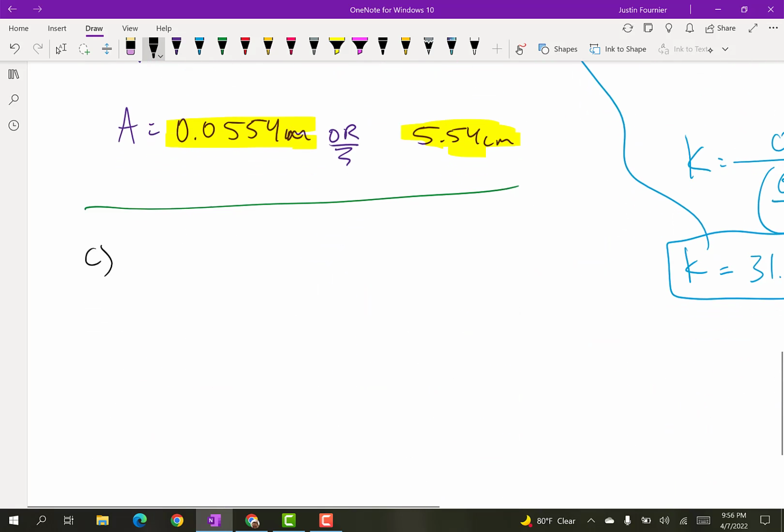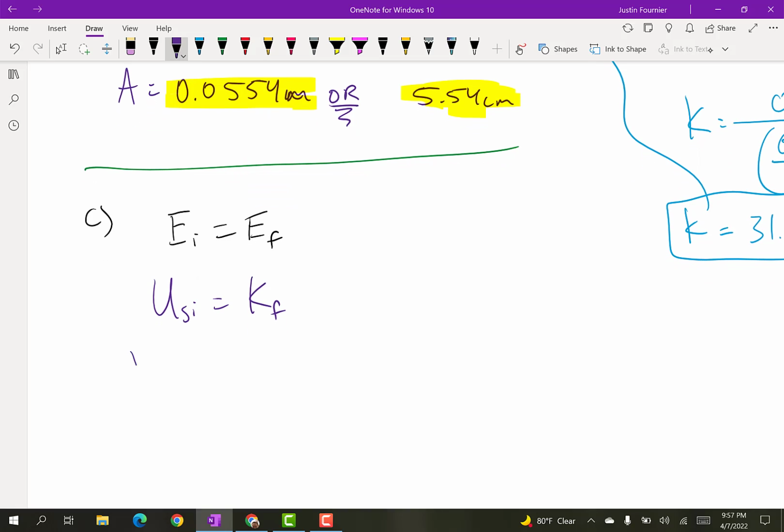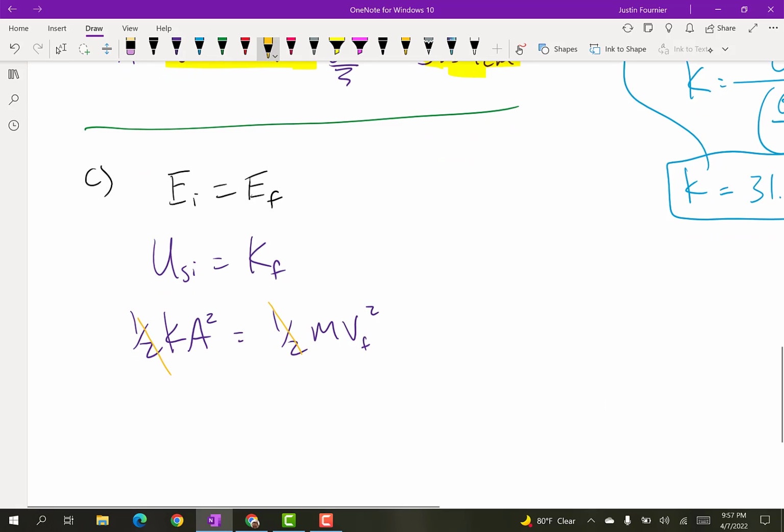So I'm going to say my initial energy is going to equal my final energy. My initial energy was spring potential energy. My final energy is kinetic energy. So 1/2 k times the maximum displacement, which is the amplitude squared, equals 1/2 m v, and that's going to be my final velocity, which is the maximum velocity at the equilibrium position, squared. The 1/2 cancels out. Now I'm just going to isolate for velocity. So divide both sides by m. I'm going to have k over m times A squared is v final squared.